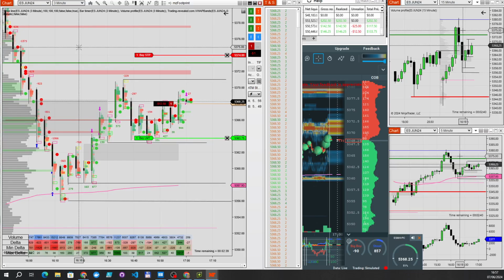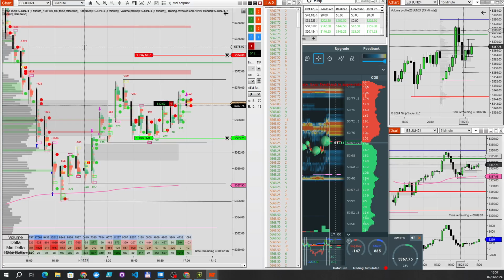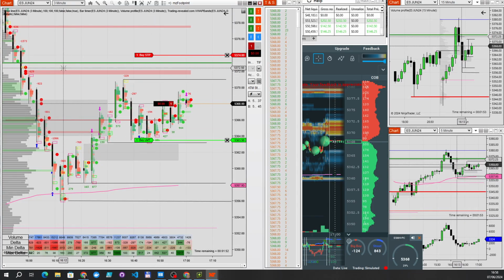Again, not the best entry. Should have thought about it earlier. Should have got in here. But I'm thinking Judas swing, and I'm gonna pull this down now. No reason to push this higher at the moment. It's lunchtime. It's better to go and grab that liquidity here. Much better.